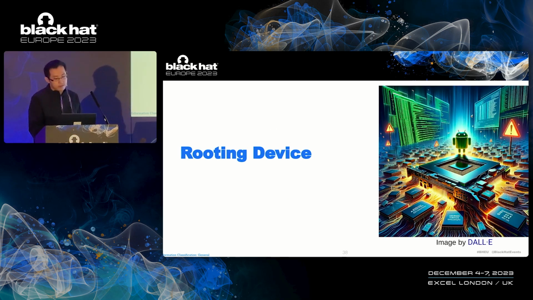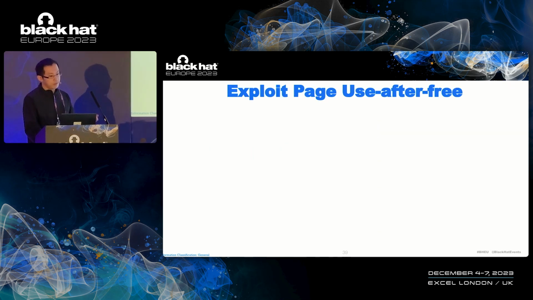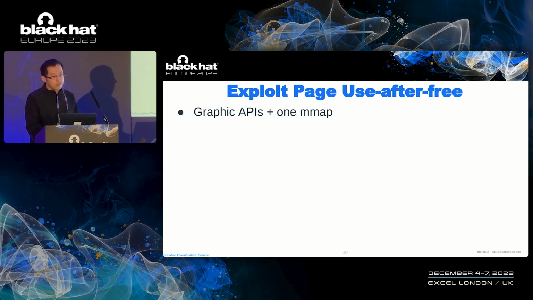In the final chapter of the offensive part, we will discuss how to root a device by page use-after-free. First, to overcome driver version fragmentation, we can just use the graphics APIs plus the actual mmap function to trigger the page use-after-free, and also make the exploit more difficult to detect, as we can blend the malicious code inside our 3D game app with normal usage of graphics APIs.